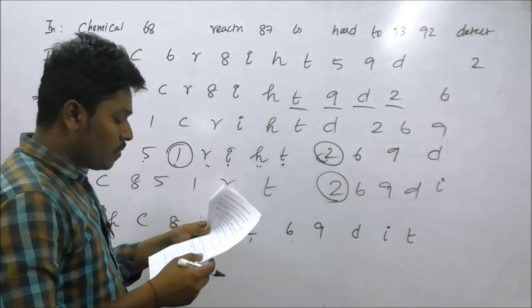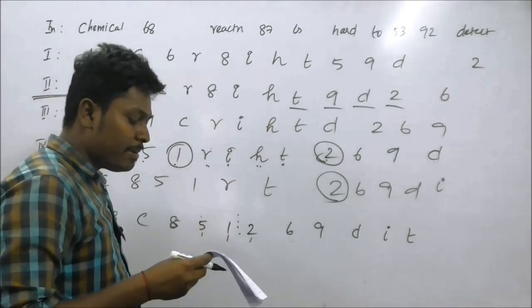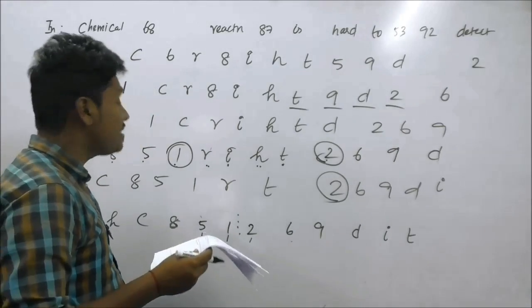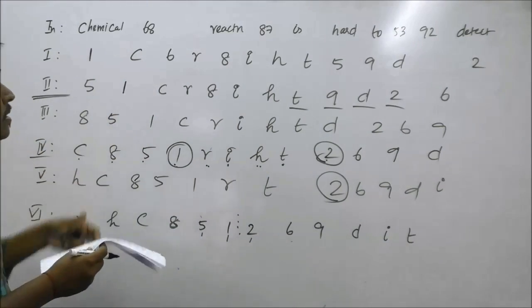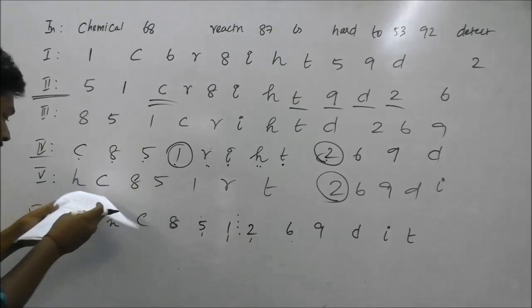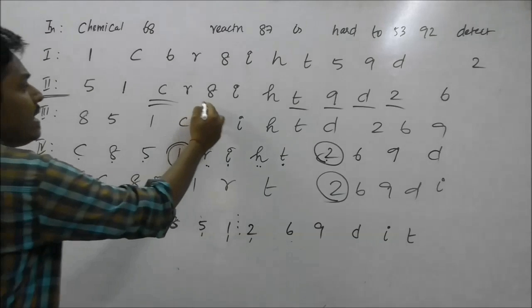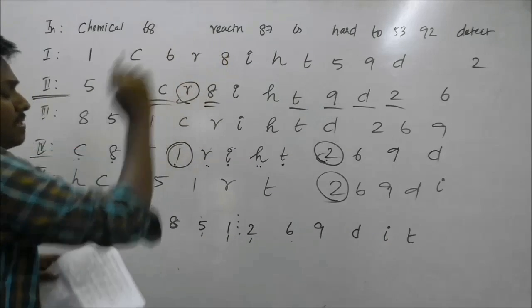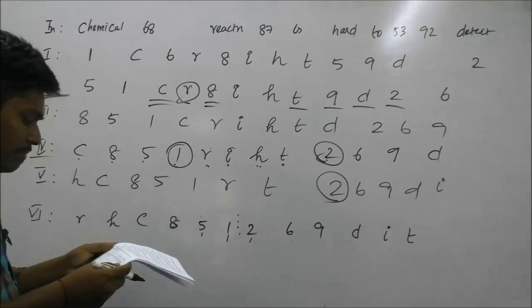Go for 21st question. Which element is exactly between chemical and 87 in second step? Here it is the second step. Where is chemical here? Chemical is here, and within chemical and 87, 87 is here. Only R. R is reaction, right? So the option number will be 3.